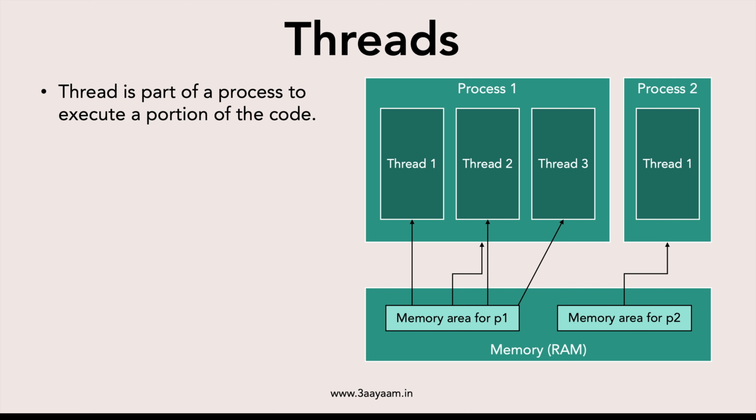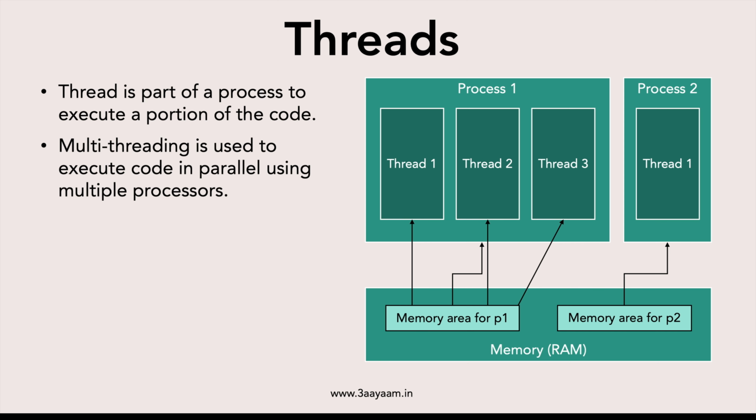And in Python, when you use threads, we mainly use them to execute code in parallel using multiple processors. Because most of the computers or the servers or the virtual machines like EC2 instances have multiple processors. So we can exploit the multi-threading capability of Python to execute a portion of code in parallel using multiple processors and assign that code to be executed by one thread.